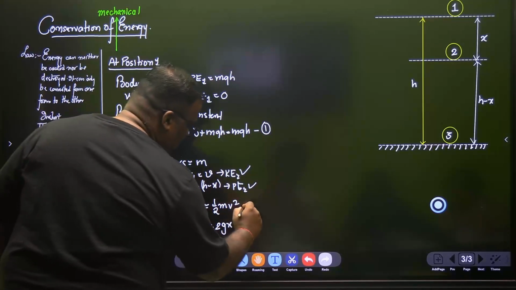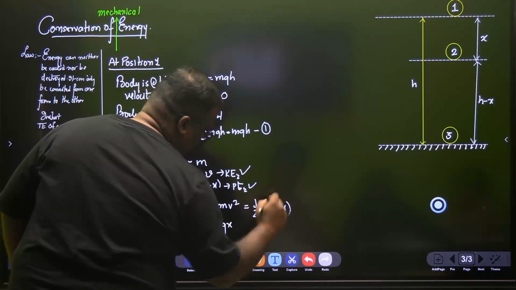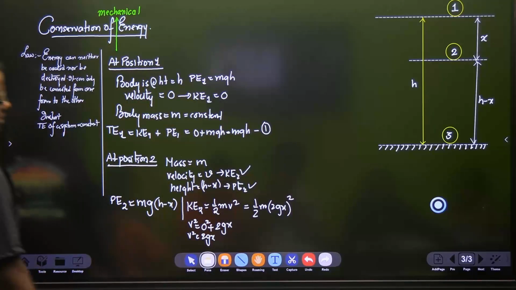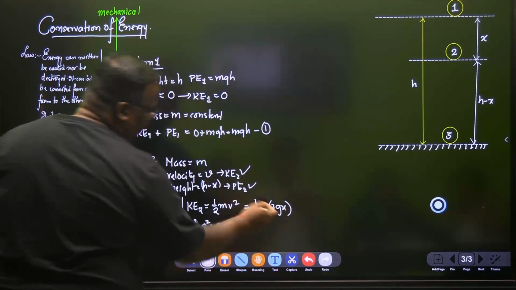So my kinetic energy now becomes half m into 2gx, right? Not 2gx whole square, just 2gx, because v square itself is 2gx, right?